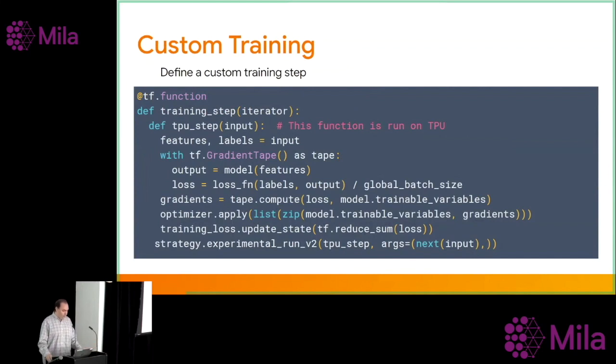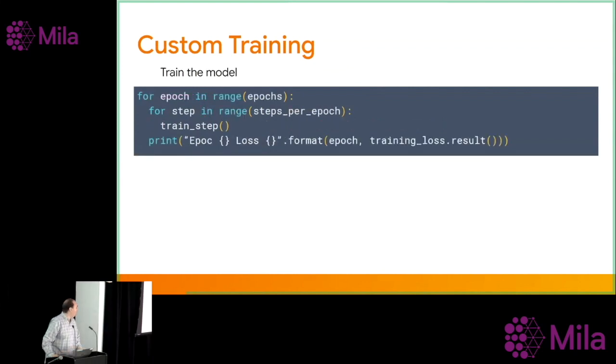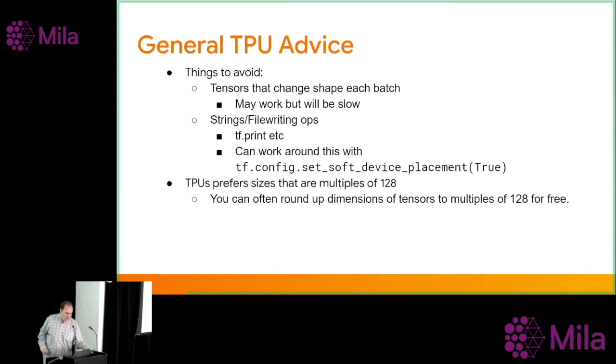Or what you can actually do is return anything from these functions. So I could return something from my TPU step, and then it'll be the return value of this experimental run v2, and then I can return that from my training step, and then I would see that value here on my host where my Python was running. So you can return values, and that's another way of inspecting the stuff which is being run on TPU. And as I mentioned before, TPUs generally perform things which are multiples of 128. So you're almost often freely able to round up at least one of your dimensions to a multiple of 128.